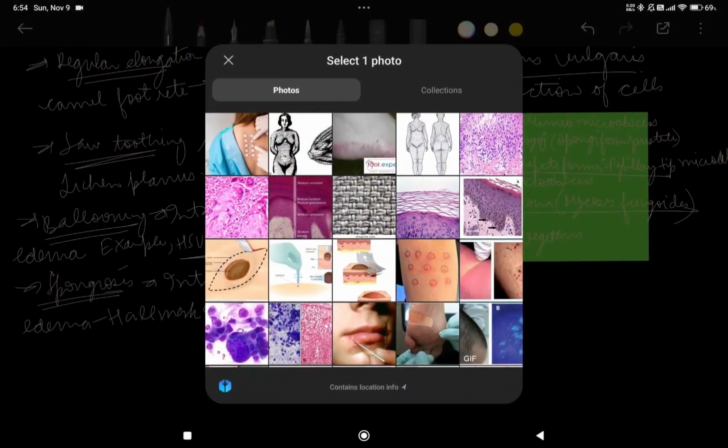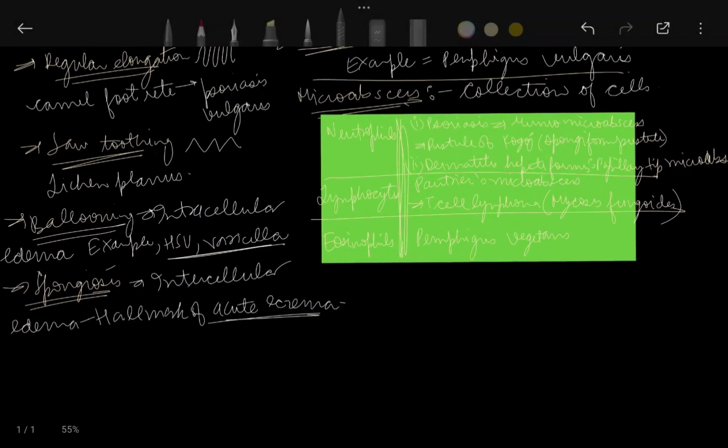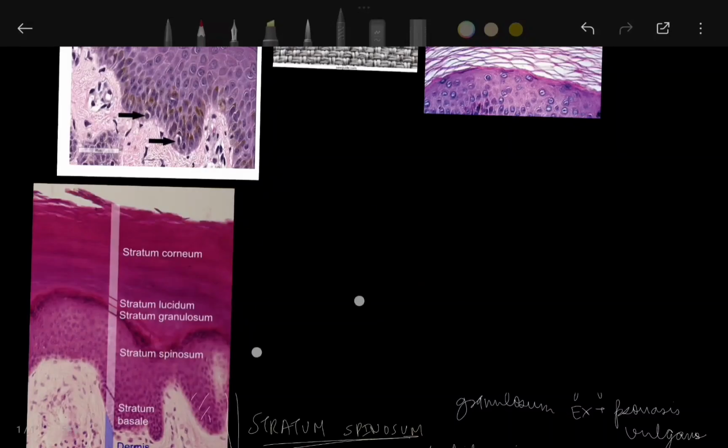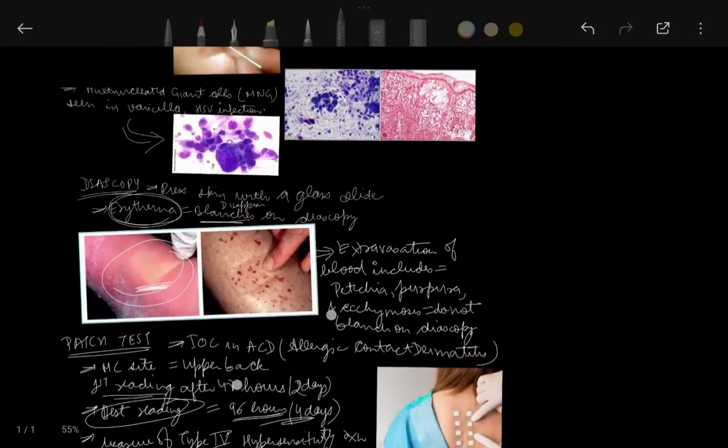Now, inserting the images. Okay, so I don't think we can add more images. Let us just give a short review of what we have studied till now.